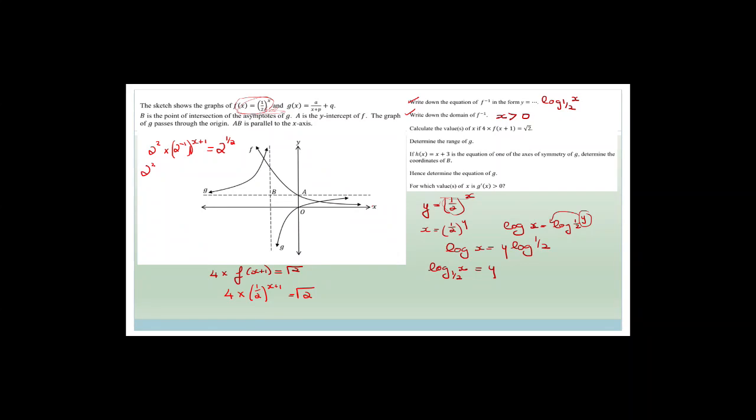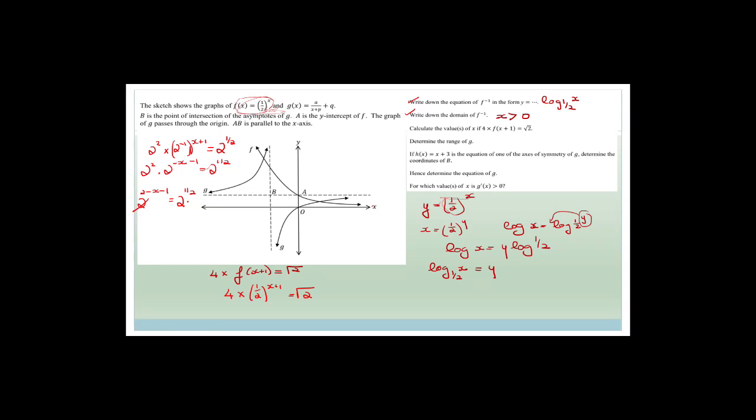Now we can multiply across this bracket. So we've got 2 squared, and then that becomes 2 to the negative x minus 1, because minus 1 times x is minus x, and minus times a plus 1 is minus 1, equals 2 to the 1/2. If you've got a common base, what do you do to your exponents? You add them. So this becomes 2 to the 2 minus x minus 1 equals 2 to the 1/2.